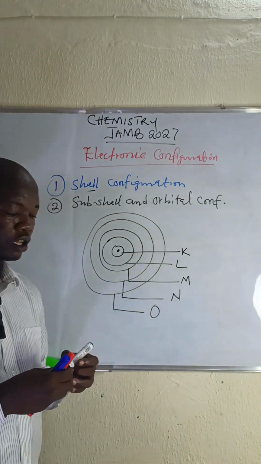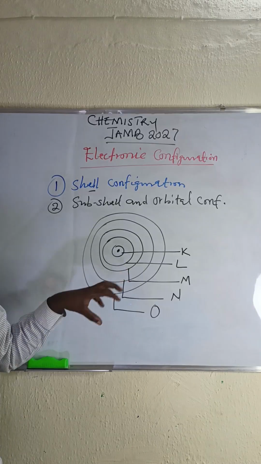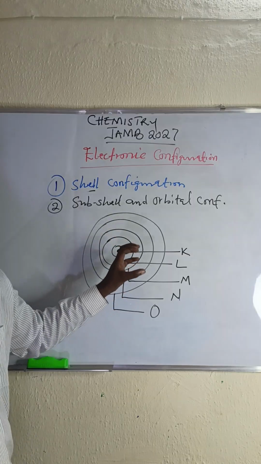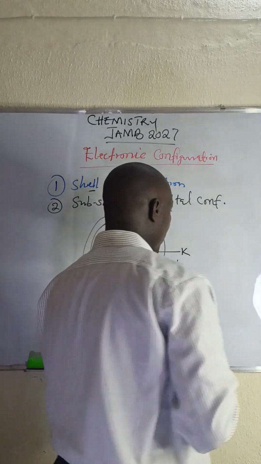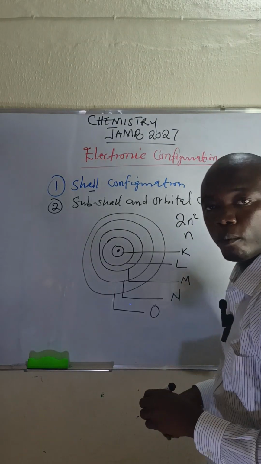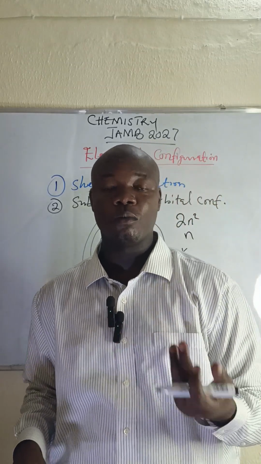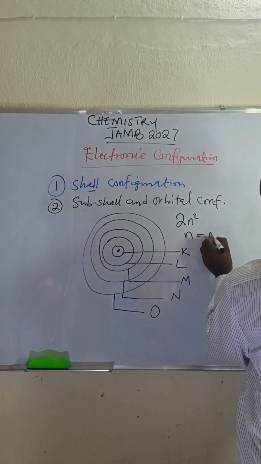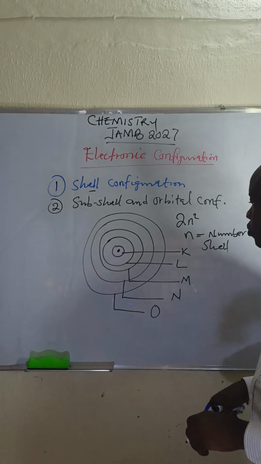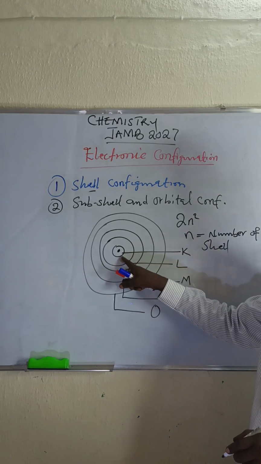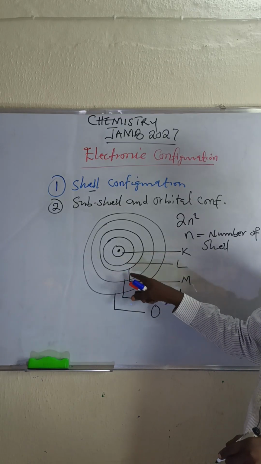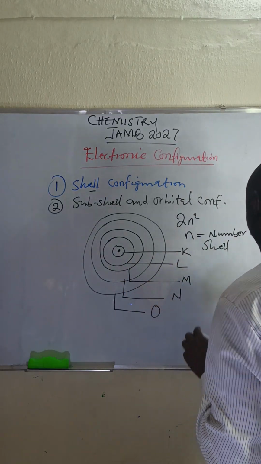And we have a formula for the maximum number of electrons each of these shells can contain. The formula to calculate the number of electrons for each shell is 2n square. The n is usually a whole number, which means the position or the number of the shell. For example, K is 1 because it is the first one. For L, it is 2. Then for M, it is 3.